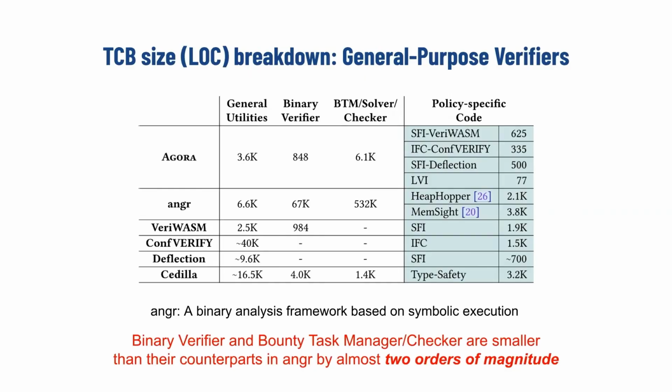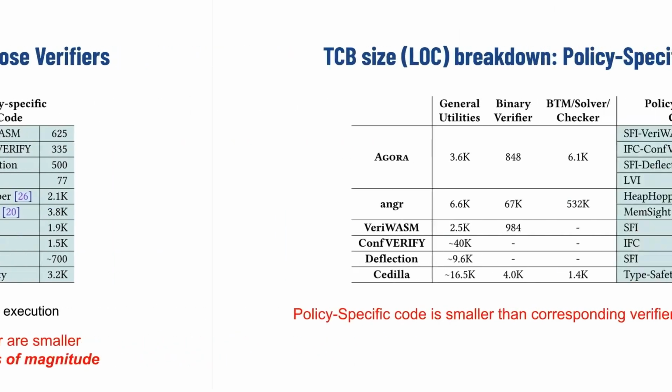Now for the results. The first part compares the TCB size of Agora to another verifier. As you can see, our trusted components, especially the binary verifier and bounty task manager, are almost two orders of magnitude smaller than their counterparts in a general purpose framework like angr. This demonstrates the effectiveness of our trustless approach.